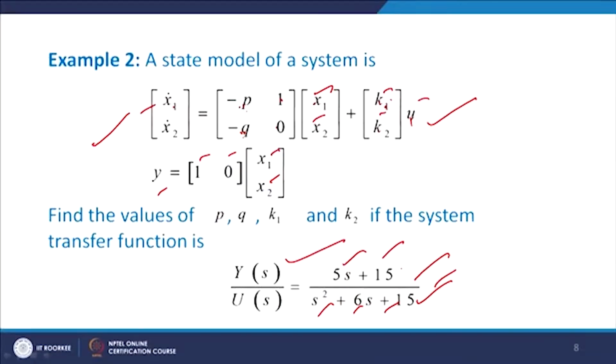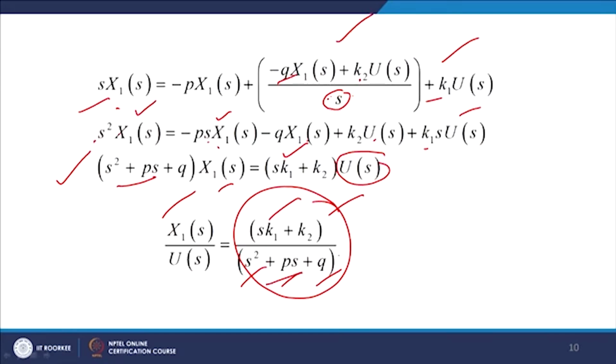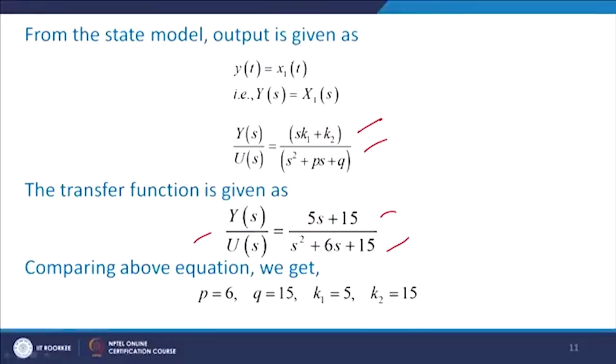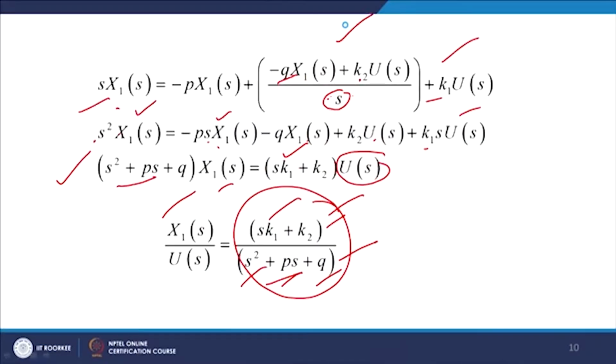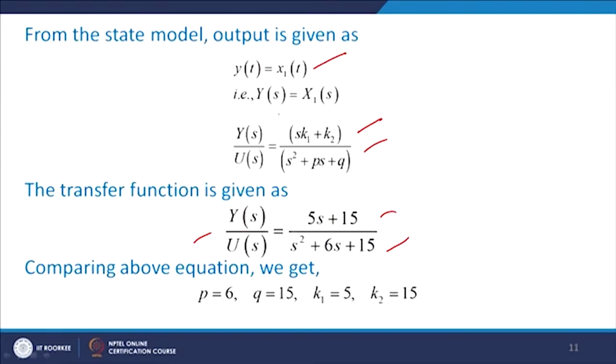What is the similarity? Here the denominator is second order and the numerator is first order, and here also the denominator is second order and the numerator is first order. So we can compare both these equations. Here y(t) equals x1(t), because you will find that y equals x1 plus x2. That is why we have written y(s) equal to x1(s), and this is y(s)/u(s) like this. Now we compare.